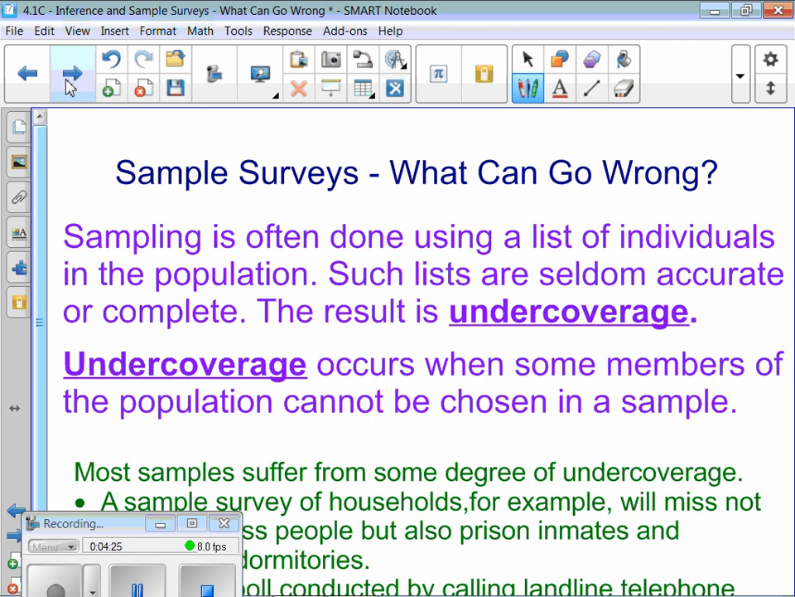All right, so some more things that can go wrong besides a voluntary response sample and a convenience sample. Here are some other things that can happen. One of them is called undercoverage, and you should write this definition down. So sampling is often done using a list of individuals in the population. So maybe I open the phone book up, and I'm going to randomly call people, okay, and ask them some question. What happens if I open the phone book? I might leave some people out, like people who don't own home phones, right? Or people who are in jail, or the homeless, all right? So you're leaving out groups of people. This is called undercoverage.